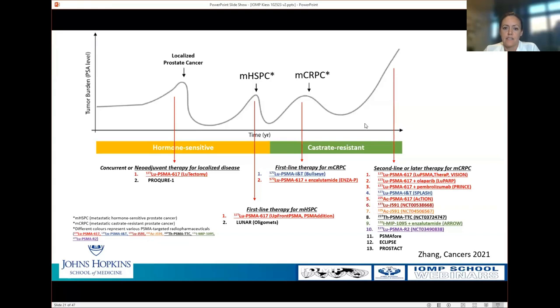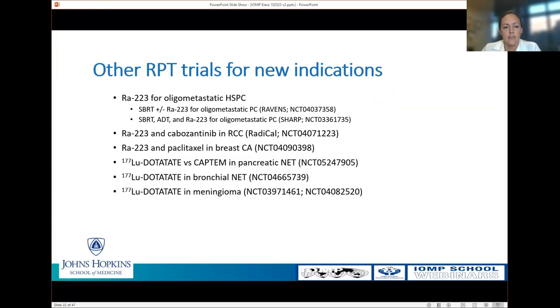And there are many studies looking at first line for metastatic castrate-resistant, also for hormone-sensitive, for oligometastatic disease with five or fewer metastases, for patients who have biochemical recurrence only after localized therapy. And then there are even studies for neoadjuvant therapy, such as lutectomy, which is pre-prostatectomy therapy. There are other radiopharmaceutical therapy trials looking at new indications for radium-223 in other cancers that have bone metastases, lutetium dotatate in other cancers that express the somatostatin receptor.